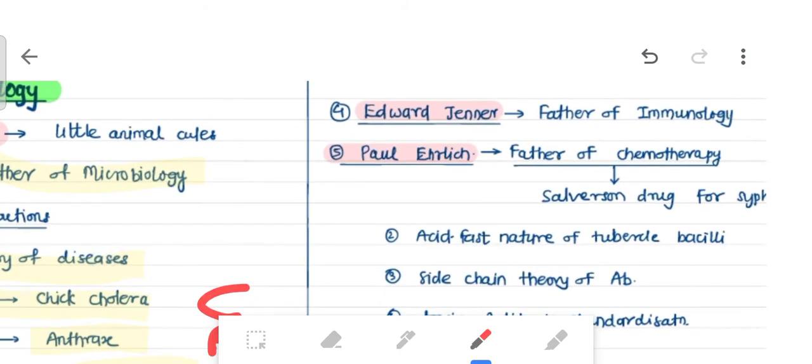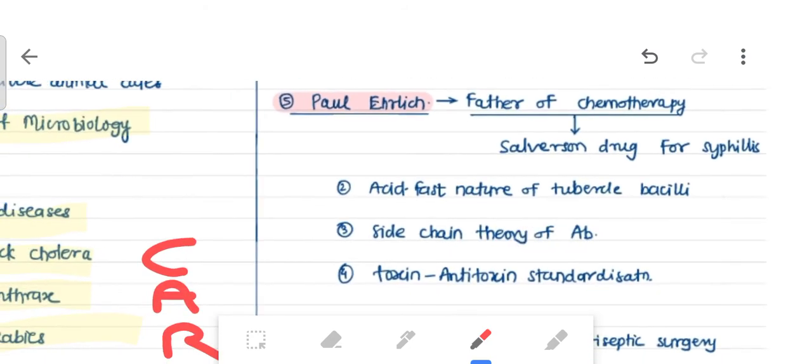Okay, then we saw Edward Jenner. Edward Jenner is the father of immunology. Then Paul Ehrlich is the father of chemotherapy. Salvarsan, the first antibiotic for syphilis caused by Treponema pallidum, was made by him. Then acid fast staining: remember, acid fast staining was identified by Paul Ehrlich, but modified acid fast staining, or ZN staining, is by Ziehl and Neelsen. Okay, so it is a very important point to remember.